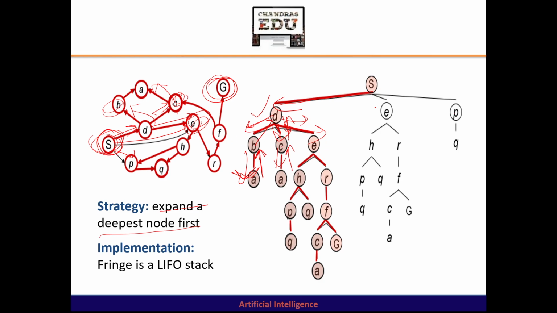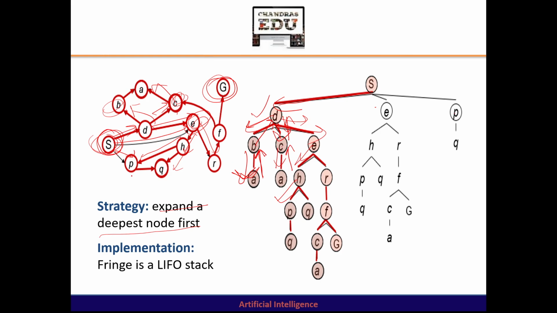So in this E, the paths are to H and R. So the path from E to H, first it will be going to H. Why? Because H is the leftmost. From H we have two arrows, to P and Q. In that P and Q, first it will just check the P path only. Why? Because it needs to go leftmost.